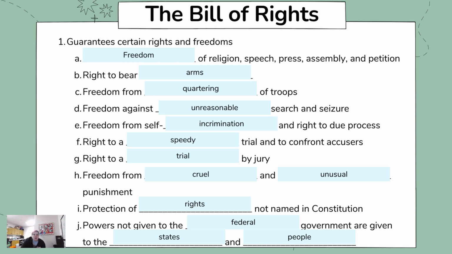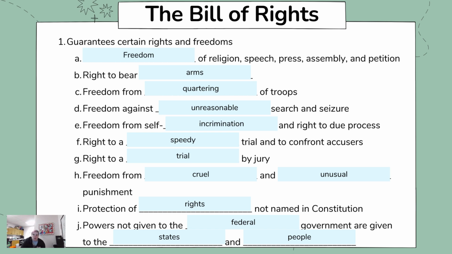So those rights and freedoms are, first, the freedom of religion, speech, press, assembly, and petition. And the full amendment of this one actually says that Congress shall make no law about any of these things. So they can't make a law about restricting freedom of religion. They can't say everyone has to be a certain religion. Speech, meaning you cannot speak out against the federal government specifically, or any government.